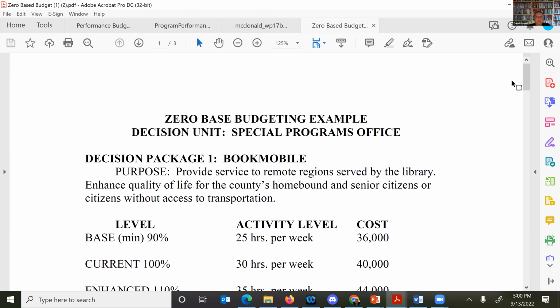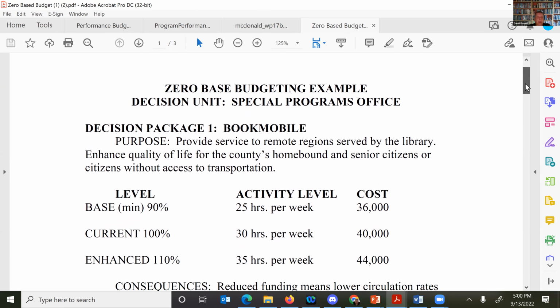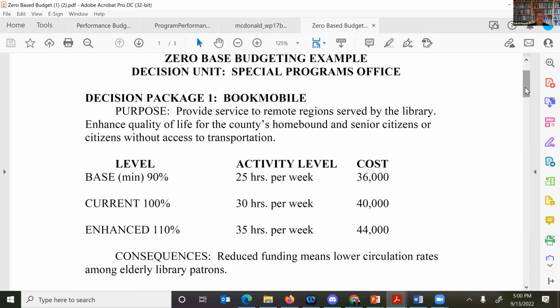So here's a really simple example of what a decision package could look like in a zero-based budgeting process. Again, this is a very simplified example. This is for, let's say, a library system. The decision unit is the special programs office within that library. That's the lowest level of the organization where budget decisions can be made. So the special programs office will put together a series of different decision packages.